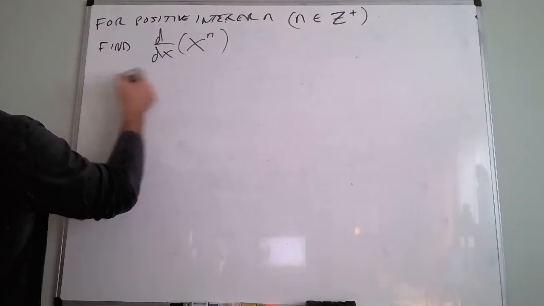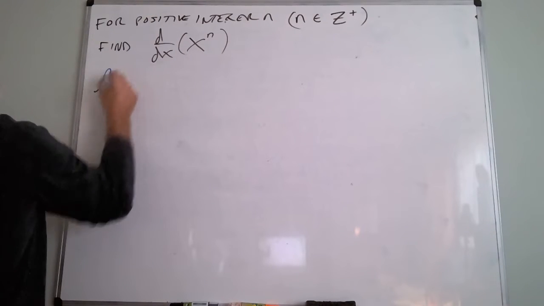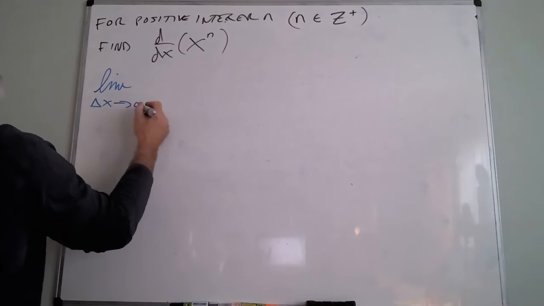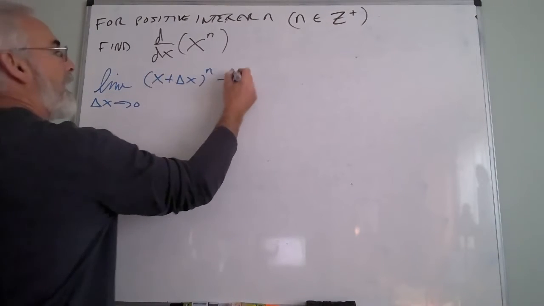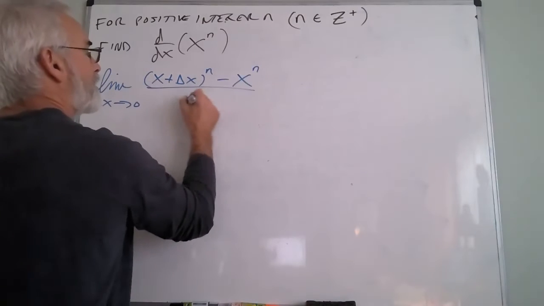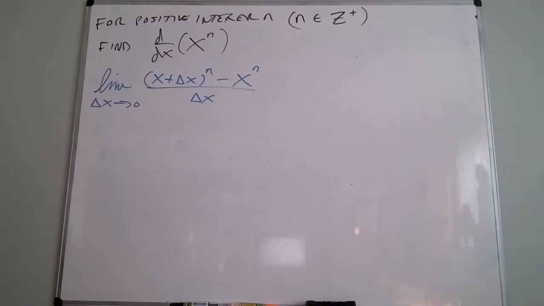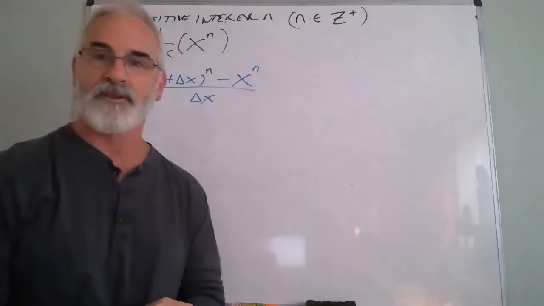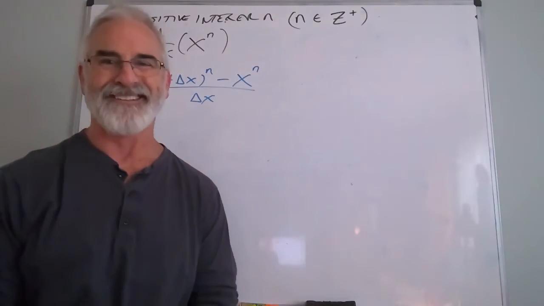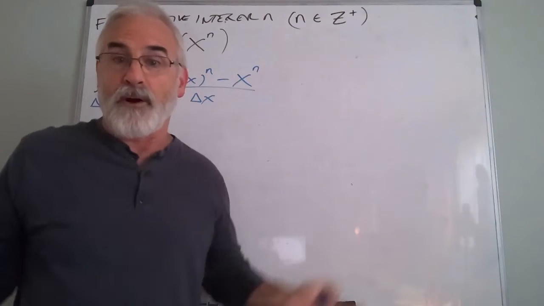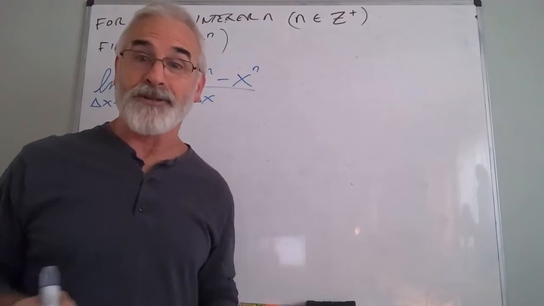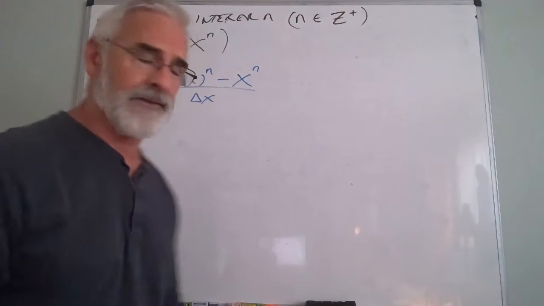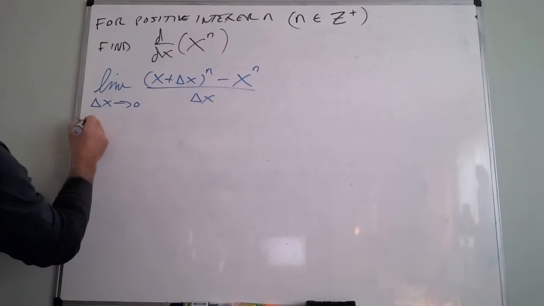So this is the limit as delta x goes to 0 of x plus delta x raised to the nth power minus x to the nth power over delta x. That's the definition of the derivative. Now, just to make it easy on us, let's assume n is really large. Yeah, we want to cover all of our bases. We've proved it for n equals 2. Let's suppose n is really large. So then what does that mean? It means I'm going to expand the numerator.